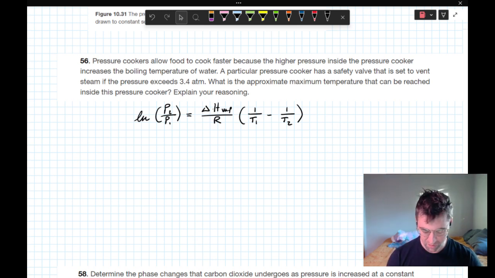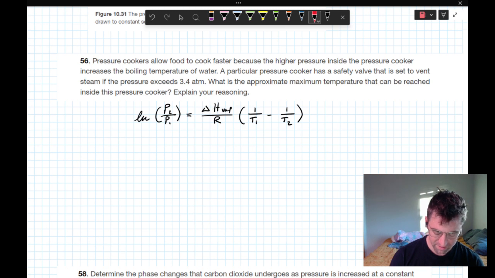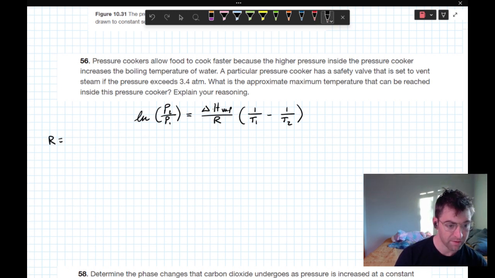So we're given this equation, which is ln P2 over P1 equals delta H vapor, which is the enthalpy of vaporization, and this will be a tabulated value, over R. And R in this case is 8.314 joules over mole dot Kelvin.